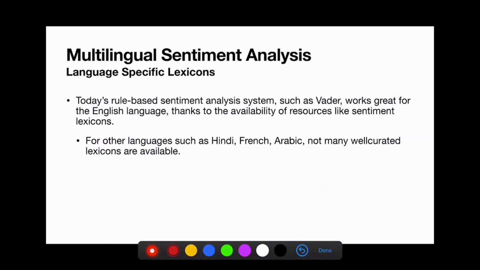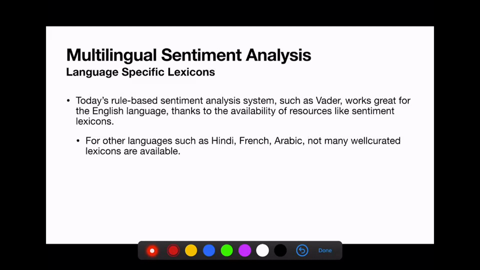Okay, so we move to language-specific lexicons. Now, there are some lexicons in sentiment analysis, some rule-based systems, and these systems were great for the English language because of the availability of the data. But what about other languages? I mean, Hindi, French, Arabic. Not so much data is available, not so many lexicons are available, so that you can create such rule-based engines for sentiment analysis.